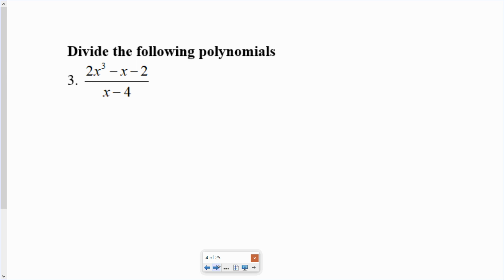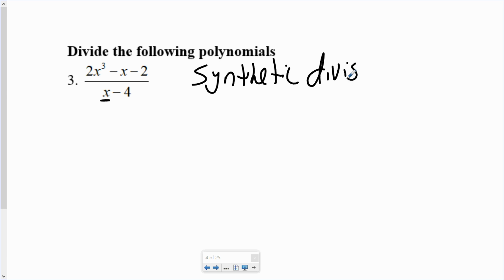Dividing polynomials. There are two different methods. There's synthetic division and there's long division. If there's nothing in front of the x, if it's just x plus or x minus, it's definitely easiest to do synthetic division. So for synthetic division, I list my coefficients. Be careful for missing terms.